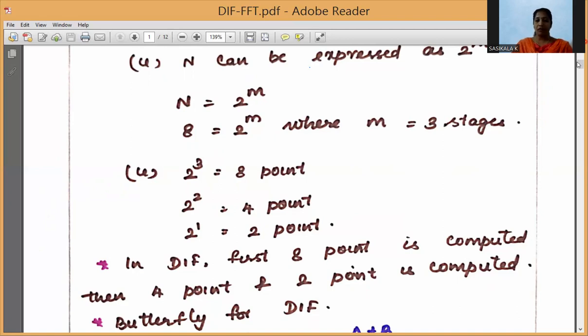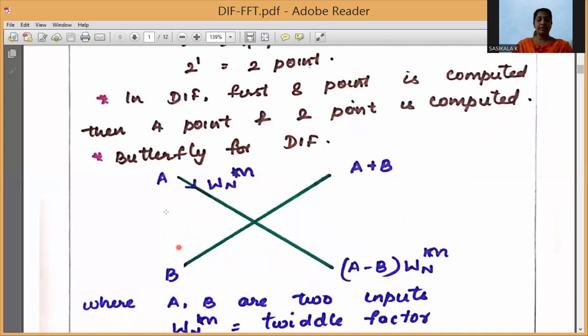So the butterfly diagram for DIF is, so draw a cross mark. So this is a butterfly and here the two inputs are specified on the left hand side, that is A and B are the inputs and W base n power m is the twiddle factor. The outputs are, the first output is A plus B and the second output is A minus B into W base n power m. So here A and B are the inputs and W base n power m is the twiddle factor.